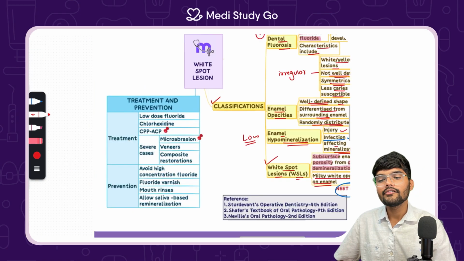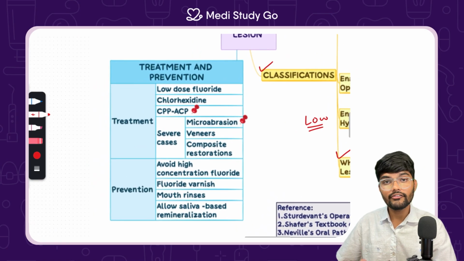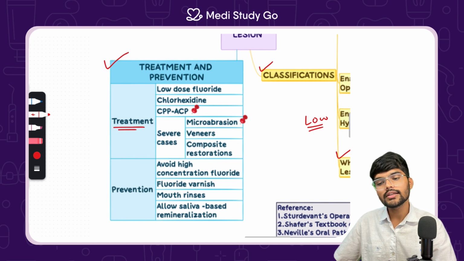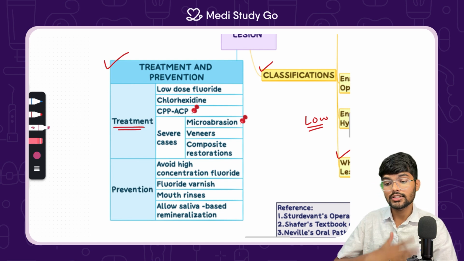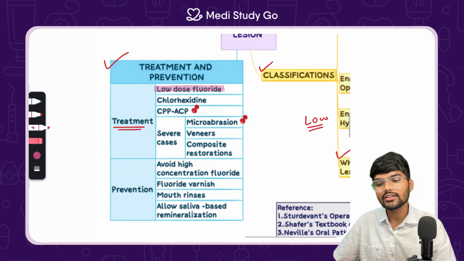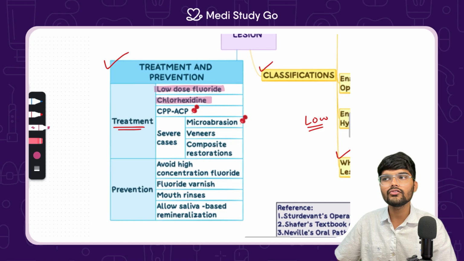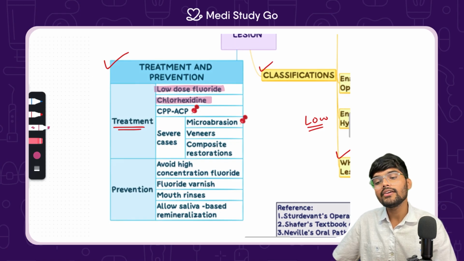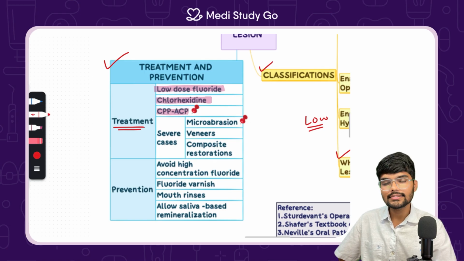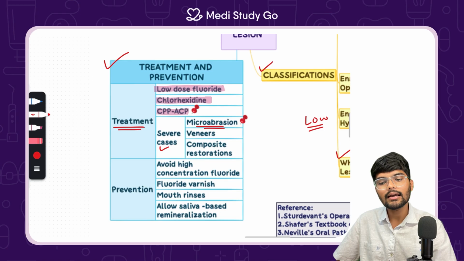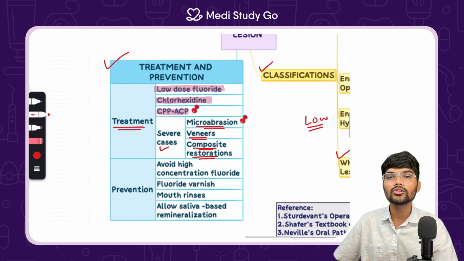And now moving ahead, we are going to go through the treatment and prevention of these white spot lesions. So the treatment, the first line or the first treatment which we need to consider is low dose fluoride treatment. After that, chlorhexidine, which is one of the antimicrobial agents. After that, we have CPP-ACP, and in severe cases, we can go for a slightly more aggressive treatment like microabrasion, veneers, or composite restorations, where it is really not possible to completely remineralize those spots.